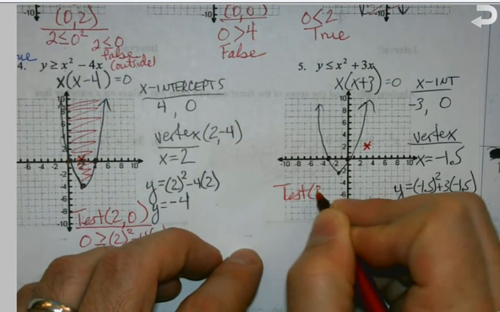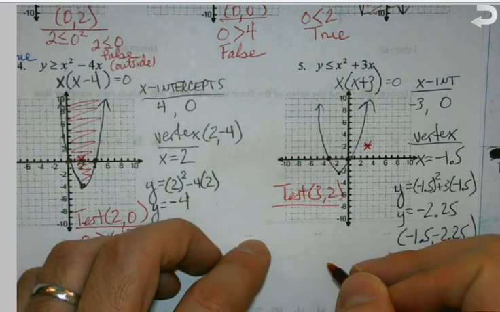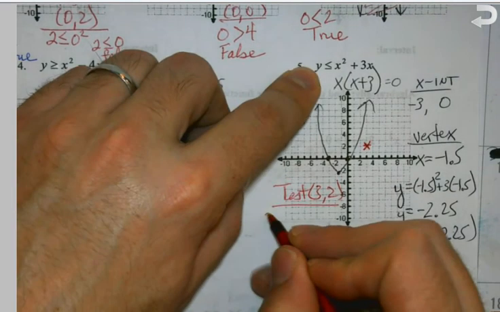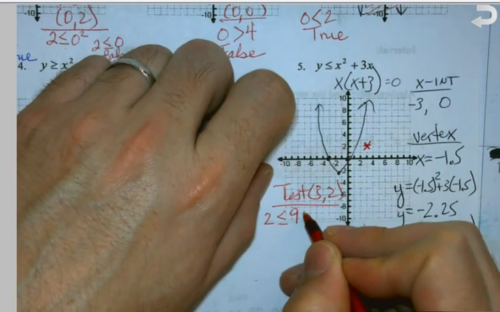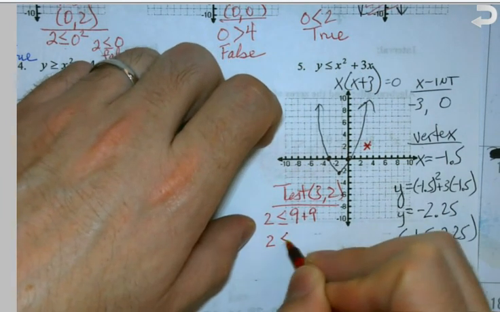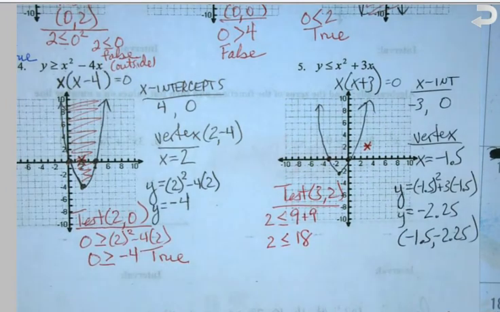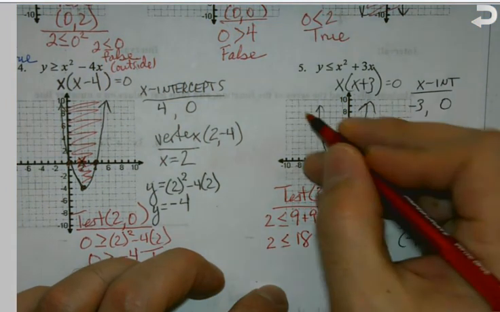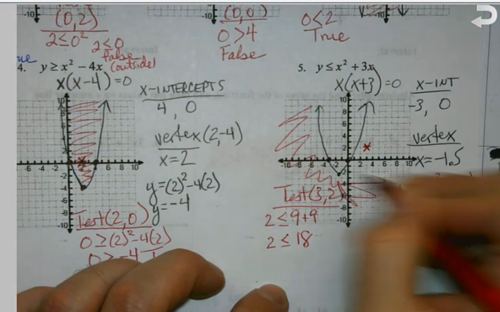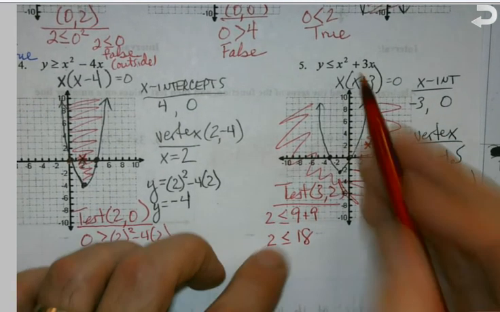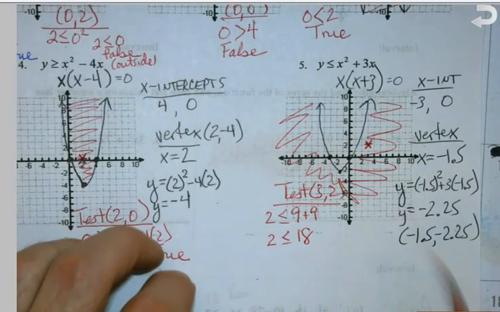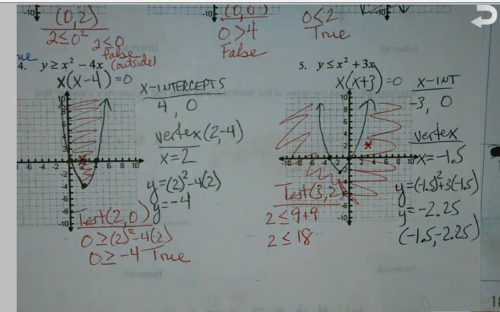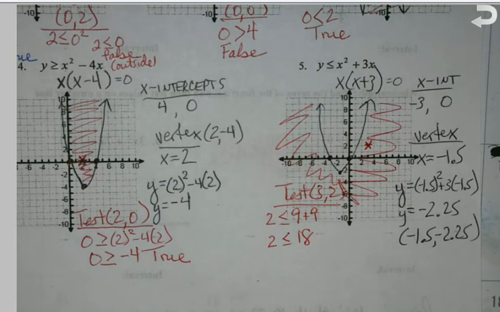So if we test 3, 2. All right, so my y is 2. 3 squared is 9. Plus 3 times 3 is also 9. Is 2 less than or equal to 18? It is. So we're shading the outside. Because here, if I'm plugging 3 in for x, 3 squared would be 9, and then just 3 times 3 there. And then we just plug it back into whatever the inequality is. If it's true, shade there. If it's false, shade in the other place.